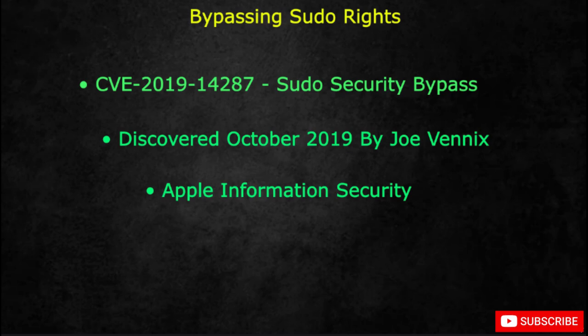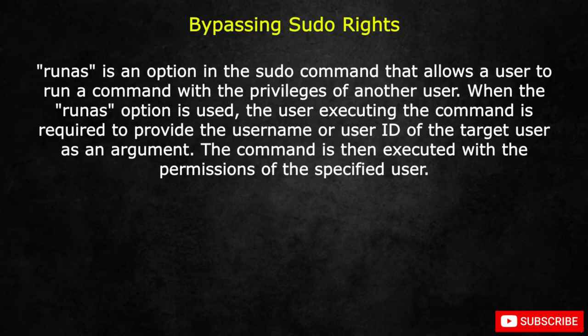Now, if you are a Linux user, you will know what the runas option is, but if you don't know, I will give you a small introduction. Runas is an option in the sudo command that allows a user to run a command with the privilege of another user. When the runas option is used, the user executing the command is required to provide the username or user ID of the target user as an argument. The command is then executed with the permissions of the specified user.